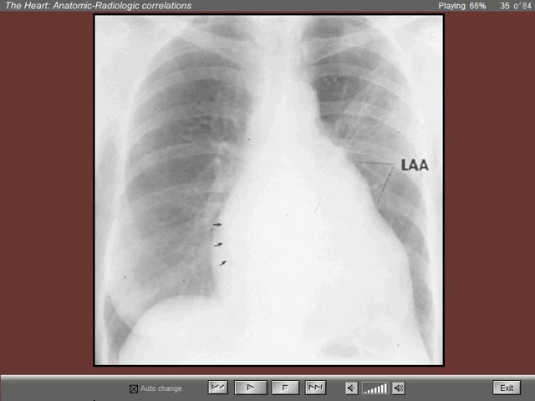Whenever there is enlargement of the left ventricle, enlargement of the left atrium, and preserved pulmonary vasculature, the differential diagnosis must include, on top of the list, mitral regurgitation. So again, this is a volume hypertrophy of the left ventricle due to mitral regurgitation.